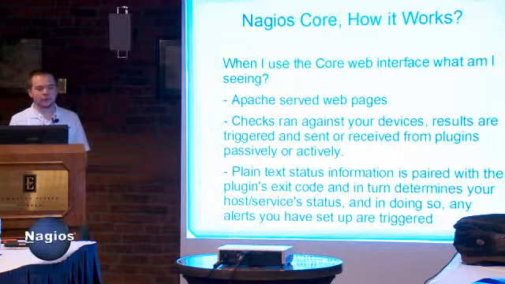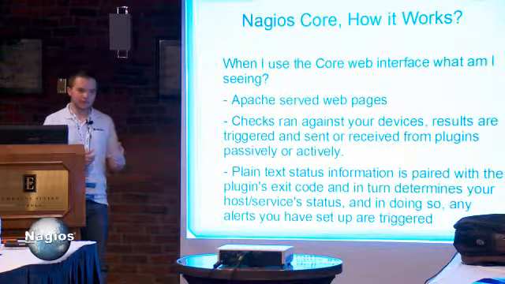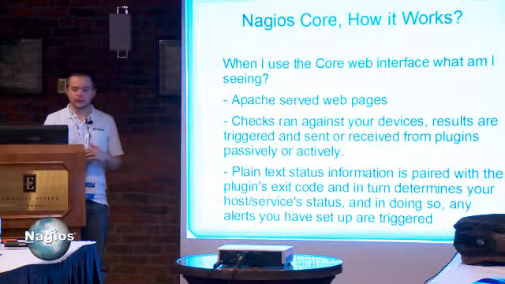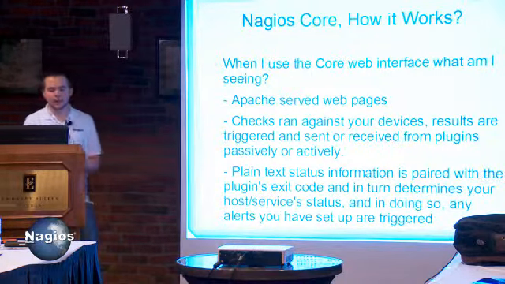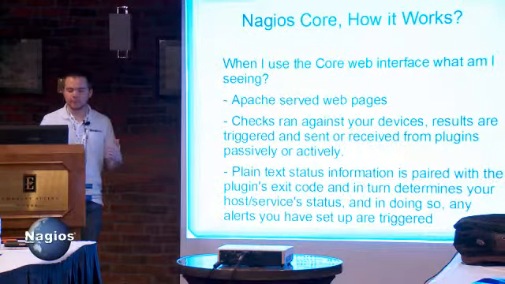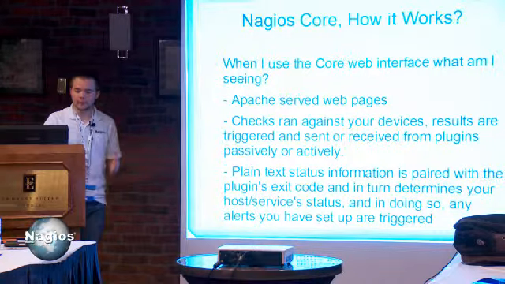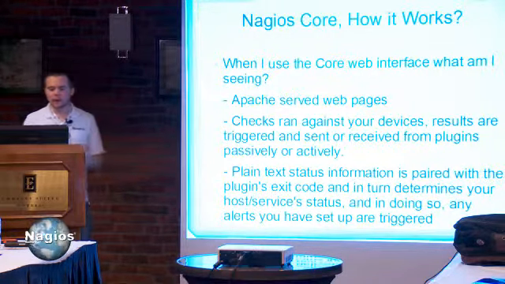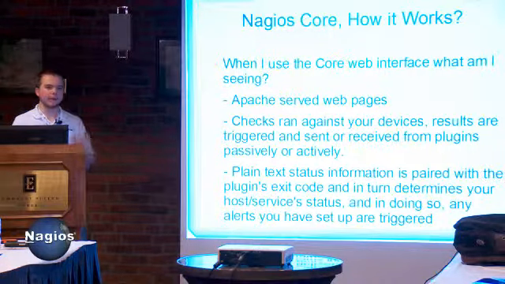So Nagios Core, Nagios XI, any of the Nagios products use web front ends. And what you're seeing on the front end is web pages served by Apache, so primarily PHP that's being fed in. You're also seeing your checks that you're running against your devices, and the results for those checks are either fed to you actively or passively.